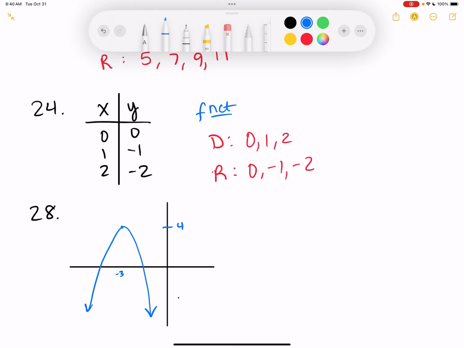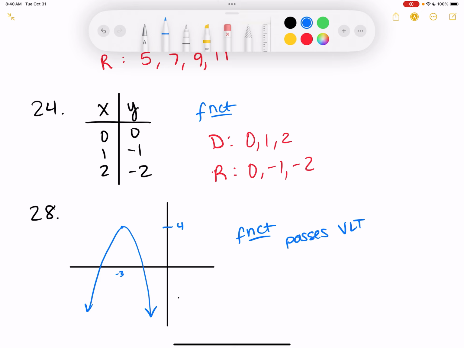Does anybody remember how we tell if a graph is a function or not? What test? Yep, the vertical line test. So I basically take my pencil and lay it down, and I go across, and as long as the graph only intersects at one point in my pencil, then it is a function. Okay, so this one is a function, yes. And I would just know that's because it passes the vertical line test.